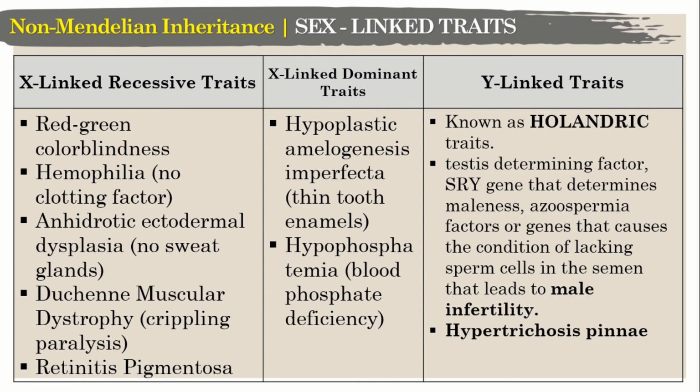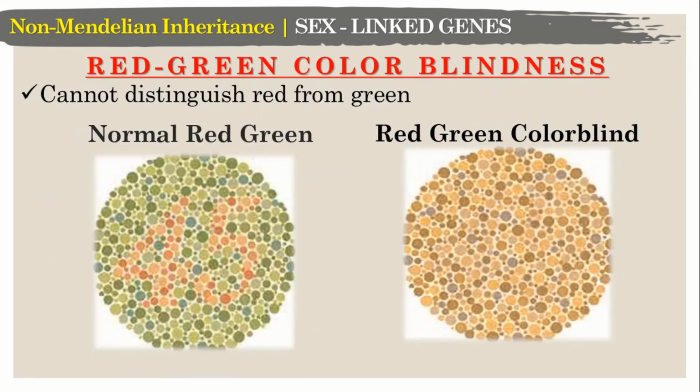Okay. Doon sa Y-linked traits naman, ito yung known as Hollandric traits. Okay? So, testis determining factor SRY at saka yung nag-lead sa male infertility. And then yung isa, yung hypertrichosis, meaning to say, may makikita kayo mga lalaki na parang may buhok sa tenga. So, kapag si tatay may ganun, automatic, possible na yung mga anak na magkaroon din parang buhok sa tenga.